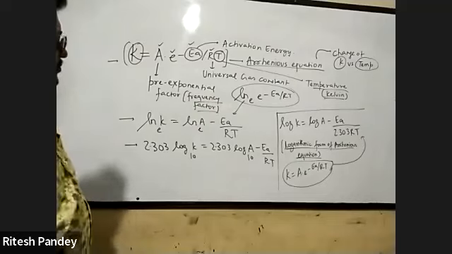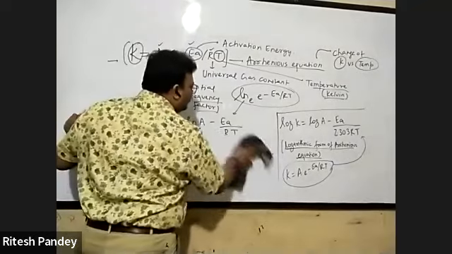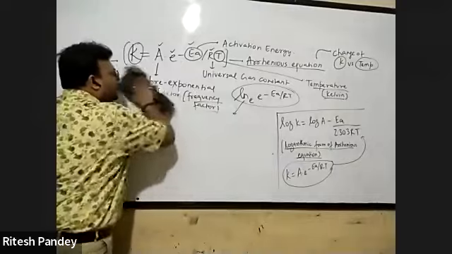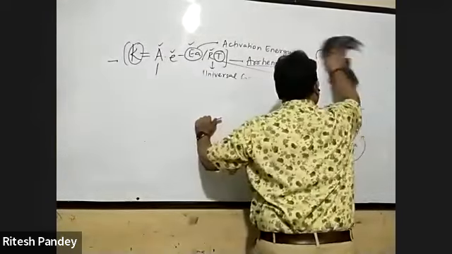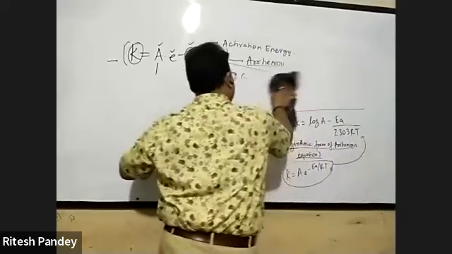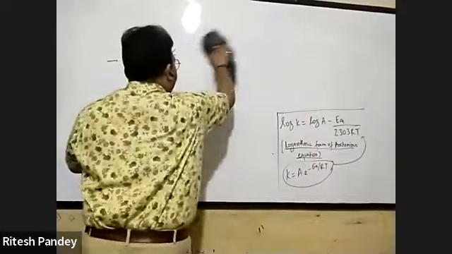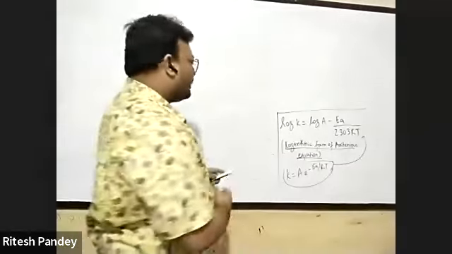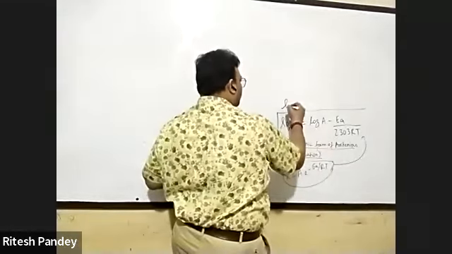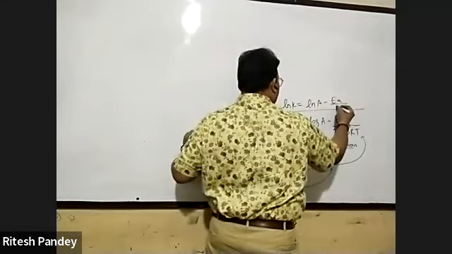Now, I'll start with the logarithmic form. It's going to look like the equation of a straight line. So one very common question is from log k is equal to log a minus e upon 2.303 rt, or log k is equal to log a minus e upon rt.